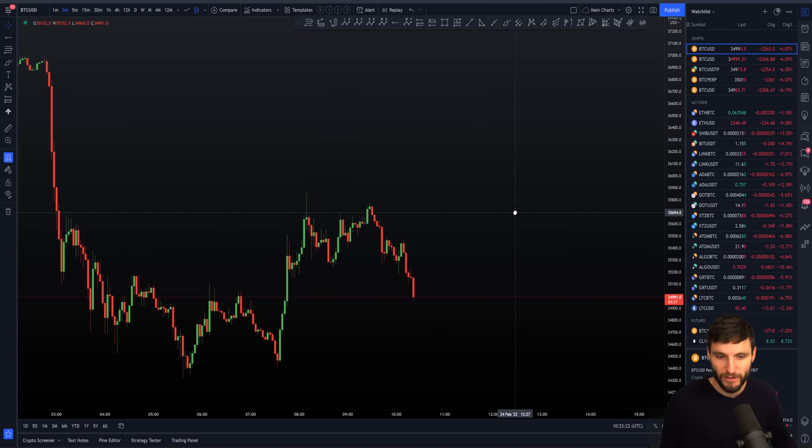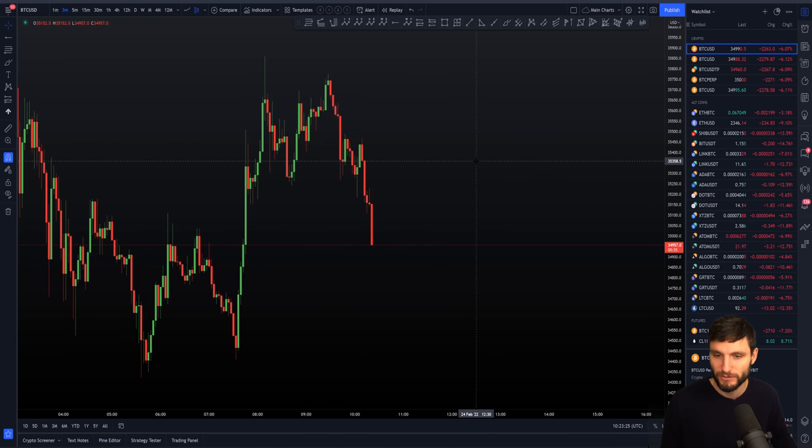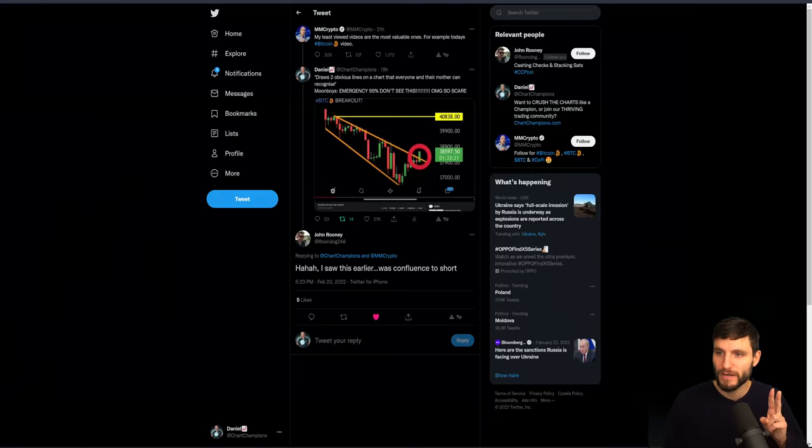As we are moving down right now here on the Bitcoin chart, let's look at this on the 3 minute. This is interesting. There are a few announcements that I want to do, and then we'll take another look at this to end.